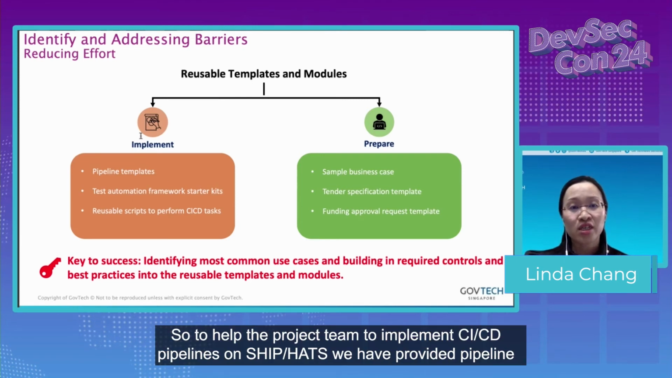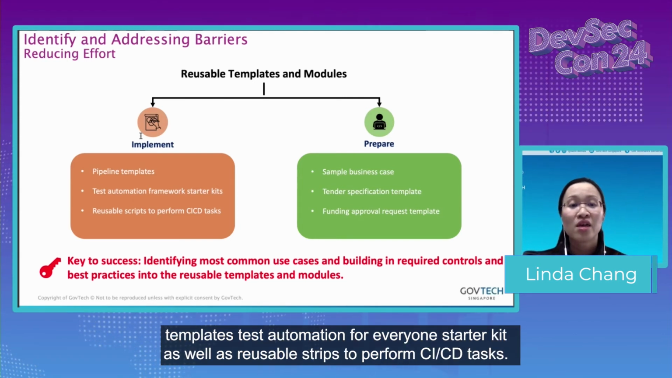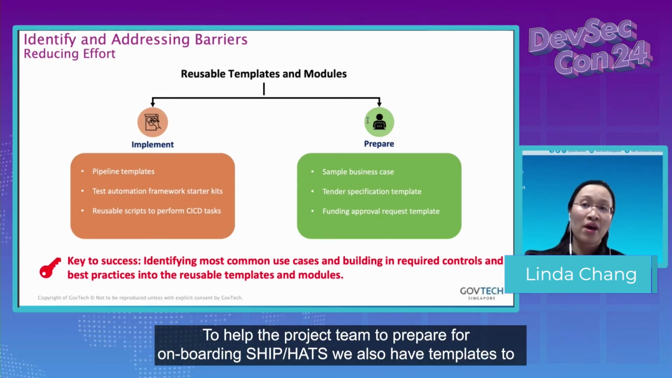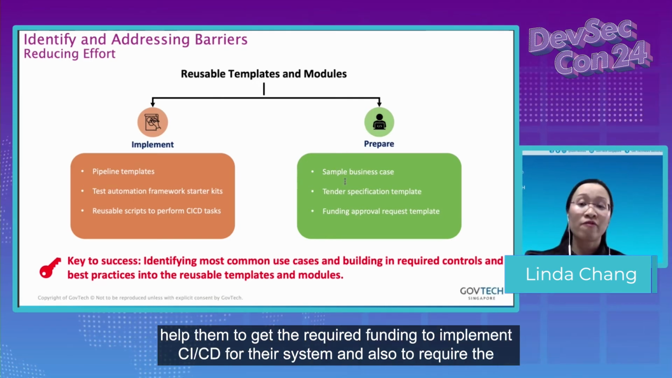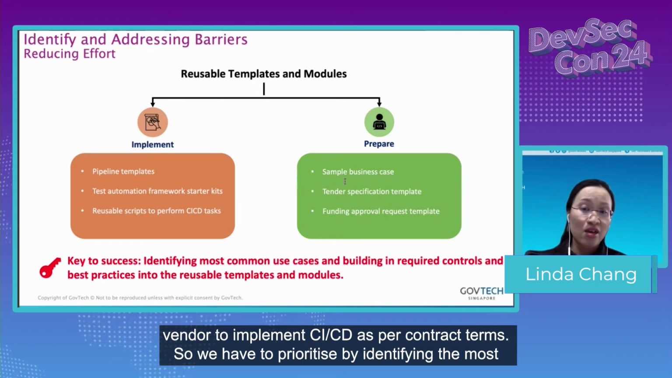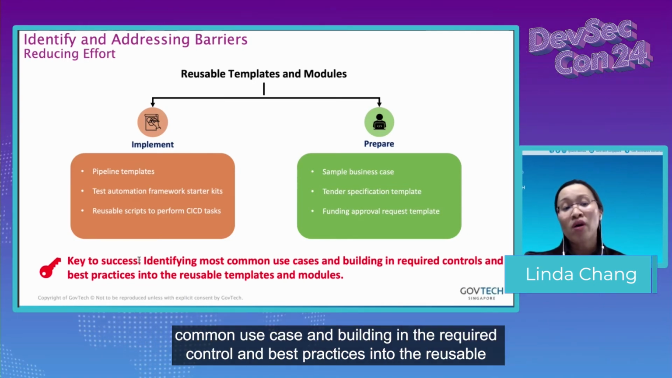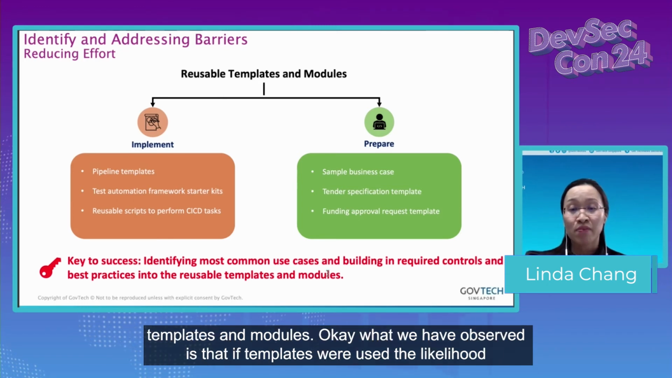To help the project team implement CI/CD pipelines on shipment heads, we have provided pipeline templates, a test automation framework starter kit, as well as reusable scripts to perform CI/CD tasks. To help the project team prepare for onboarding shipment heads, we also have templates to help them get the required funding to implement CI/CD for their system, and also to require the vendor to implement CI/CD as per contract terms. So we have to prioritize by identifying the most common use cases and building the required controls and best practices into the reusable templates and modules.